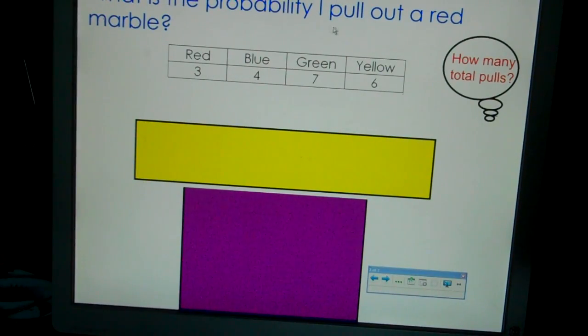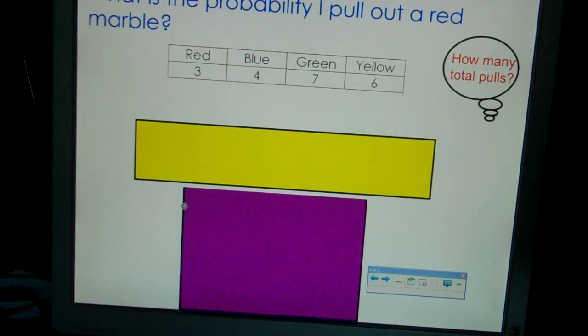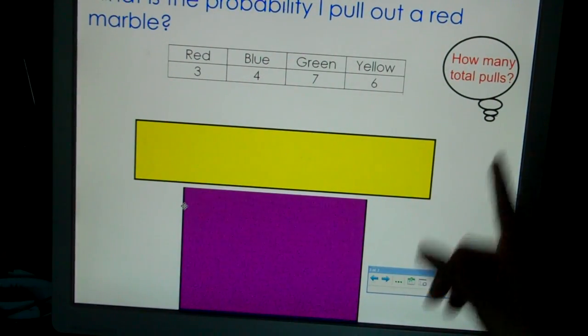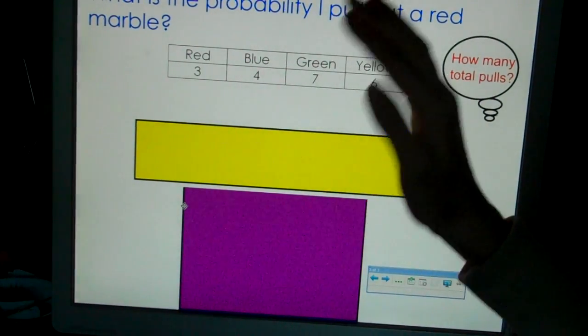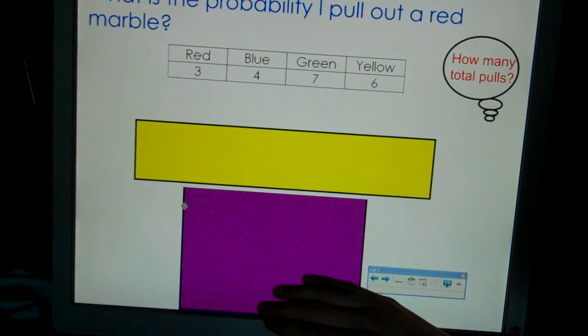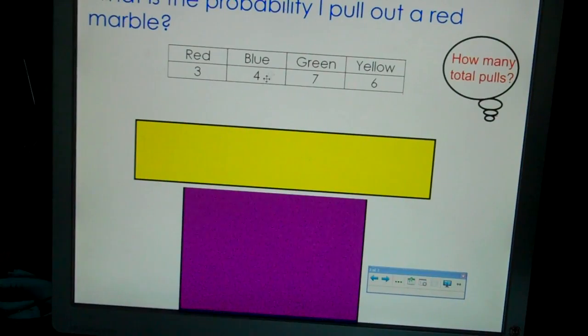Suppose I have a jar of marbles. What is the probability I pull out a red marble? Now this time I didn't give you the picture of the jar of marbles. I gave you this data table and this little cloud bubble that says how many total pulls I did. So when you're writing probability, it's your favorable outcomes over your total. In this case, I didn't tell you how many total outcomes I had.